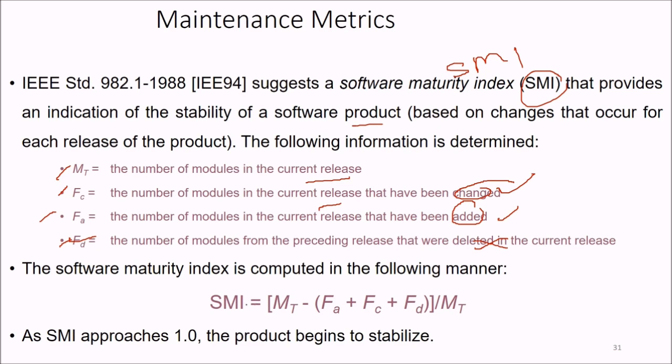IEEE suggested that the software maturity index can be computed like this: SMI = [MT − (FA + FC + FD)] / MT. When SMI, the software maturity index, approaches 1, the product begins to stabilize. This was about product metrics.